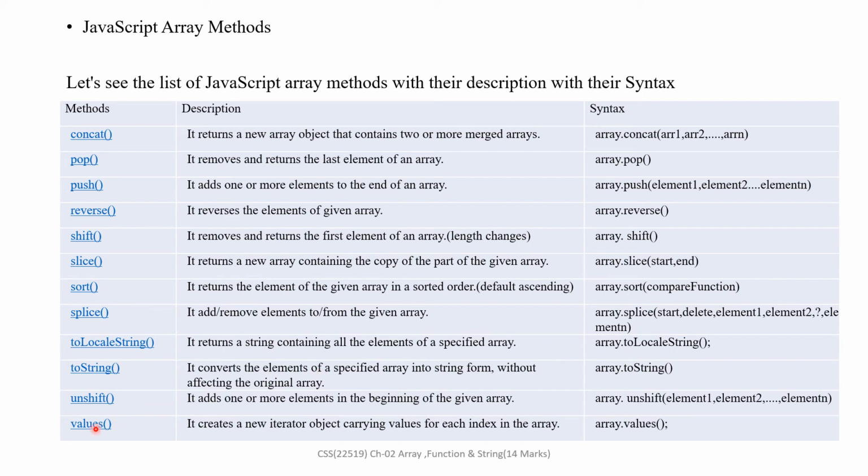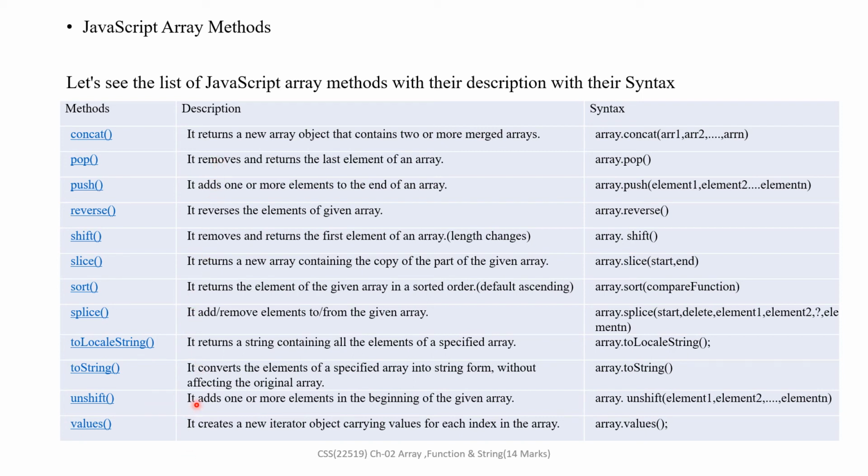Now the next is our unshift method. It adds one or more elements in the beginning of the given array. array.unshift(element1, element2 up to elementN). The pop method removes the last element, but the shift method removes the first element of an array. The unshift method adds elements at the beginning. This is the difference between pop and unshift.